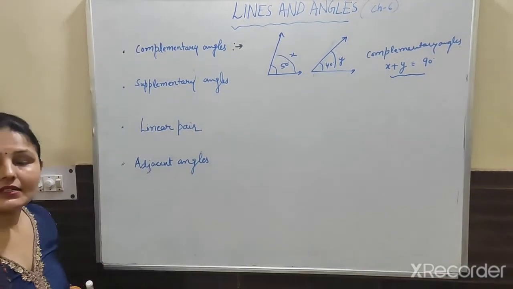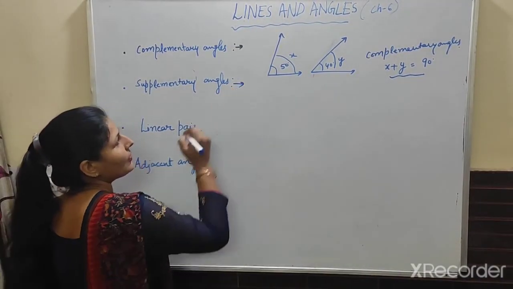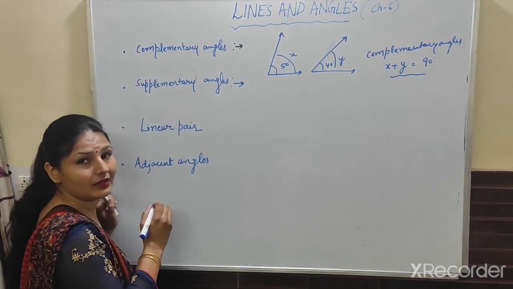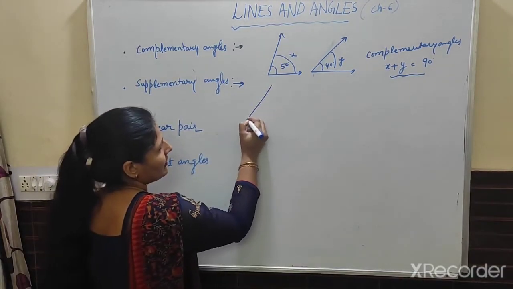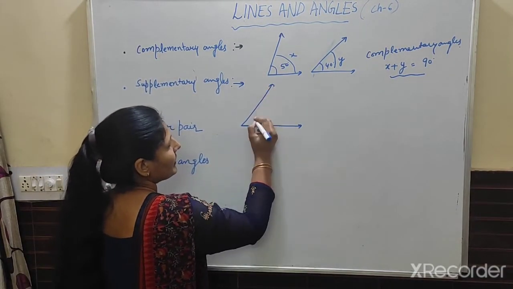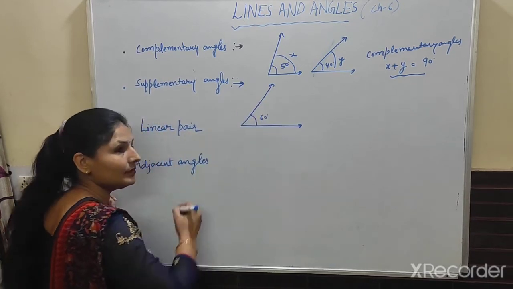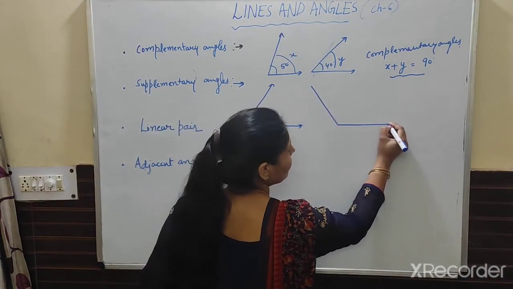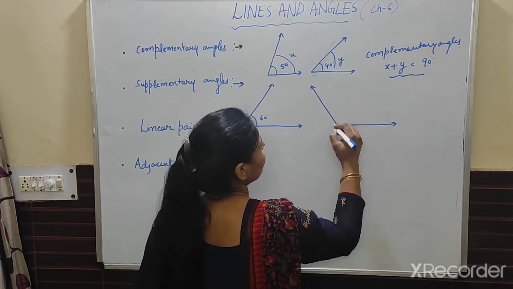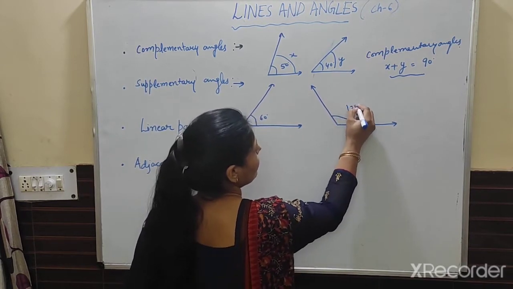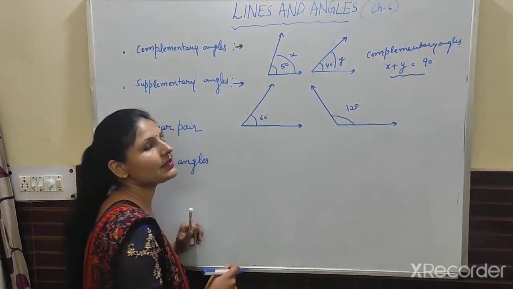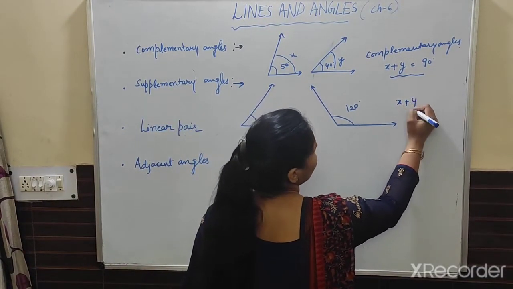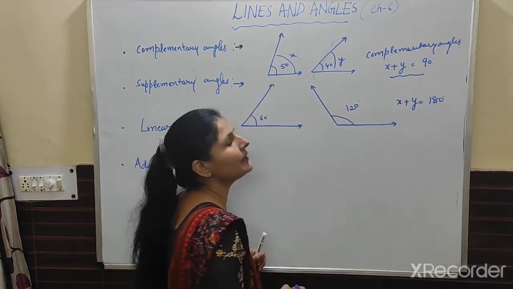What are supplementary angles? As you all know, when the sum of two angles is 180 degrees. For example, one angle is 60 degrees. Next, another angle you can take here, 120 degrees. The sum of 120 plus 60 is how much? 180 degrees. It means they are supplementary angles. x plus y is equal to 180 degrees.